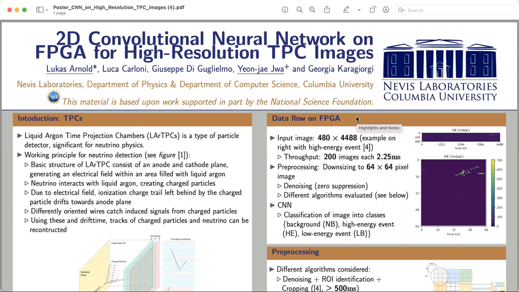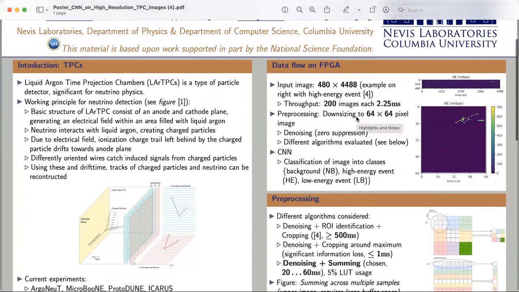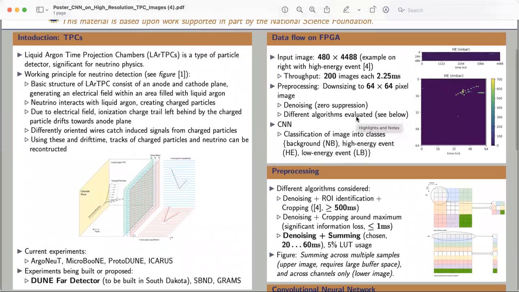Hello, I would like to present research that is going on in our group on two-dimensional convolutional neural networks on FPGA for high-resolution TPC images. So first of all, what are TPCs?